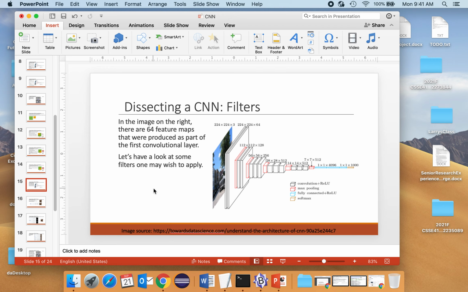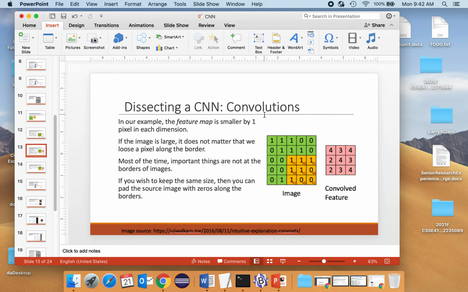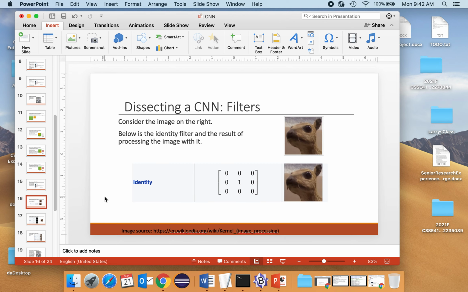So what sort of filters might we be interested in applying? As you can tell over here, we applied a lot of filters. So let's have a look at some of them. So here's an example of a filter. This is the original image. And this is the processed image, which is the original one again, because we use the identity filter. All right, so we just focus on the bit that we're focusing on, and it'll produce the identity. So that makes sense.